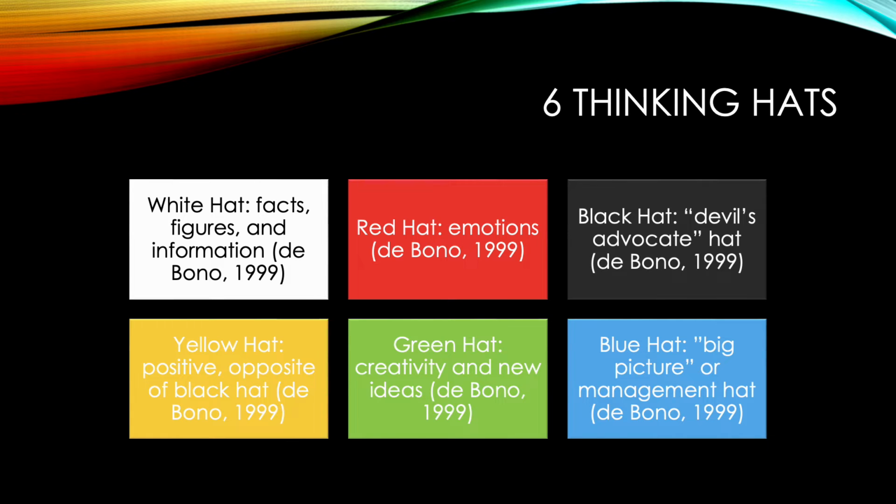Then we have the green hat, which is creativity or new ideas. This is the creative person who can think outside the box. Finally, you have the blue hat, which is your big picture or management hat. And this is the hat that a system engineer is going to use most often.